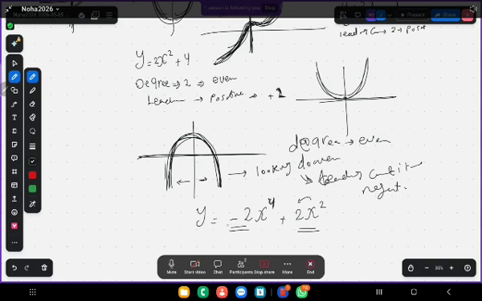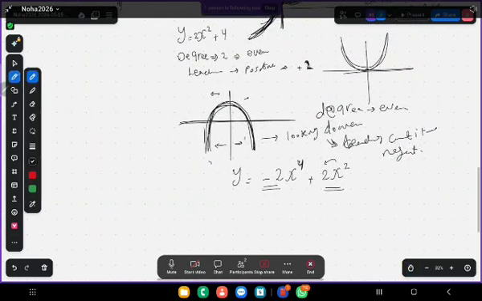So on the left, you are going down. On the right, you're going down. This is the result of the degree being even and the leading coefficient being negative. Let's make a shortcut to make it easy.